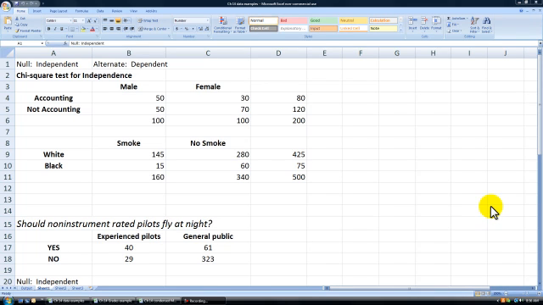This video is about chi-squared tests. We have two different chi-squared tests. One is a test for independence, and one is a test for goodness of fit. So I'll first go over the chi-squared test for independence.